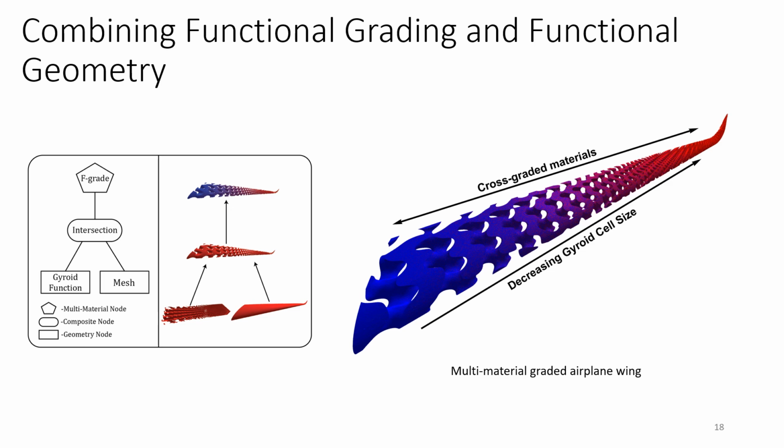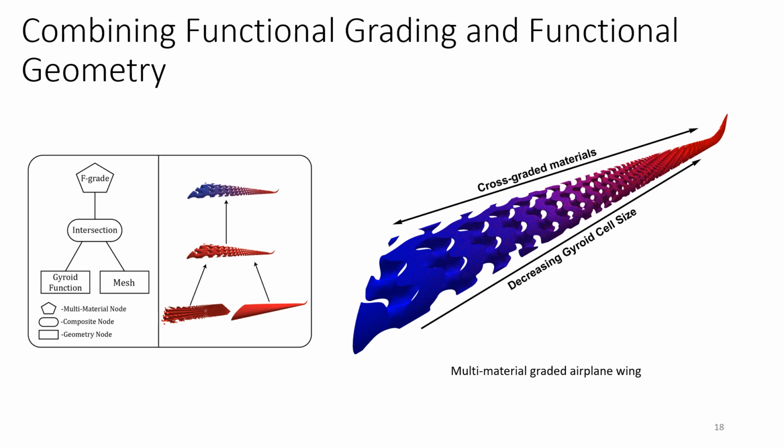Well, this is a very good example of using both geometry as well as material distributions functionally. In this case, you can see in the bottom left with the tree definition, we start with a gyroid function. We also bring in an externally defined, or rather designed, wing structure. We perform an intersection, and then we functionally grade.